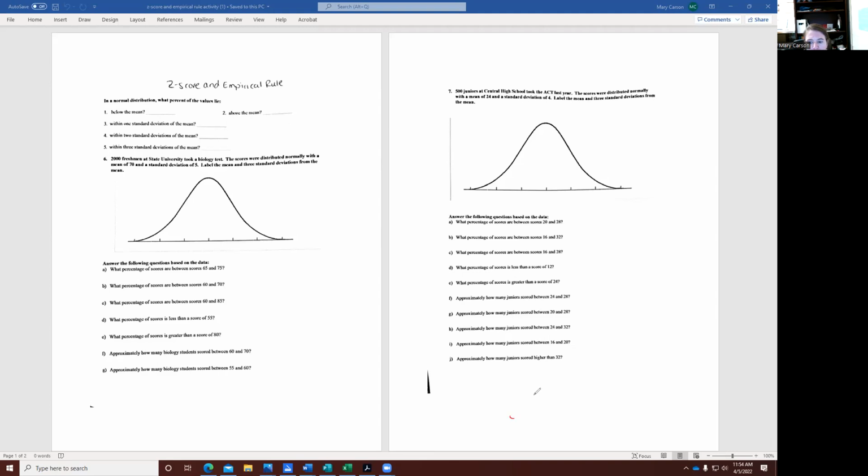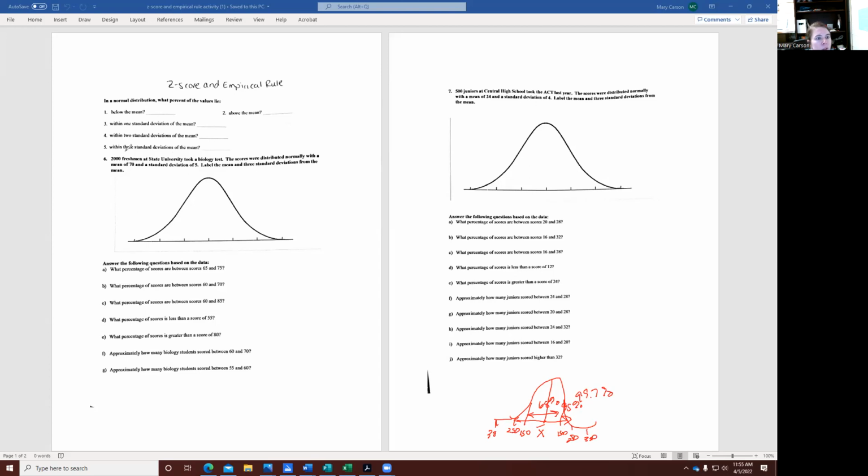All right, so think about it here. Here's your mean. If you are 1 standard deviation away from the mean, you fall within 68%. If you are 2 standard deviations, you fall within 95%. And if you're 3 standard deviations, you fall within 99.7%. That's important to know when you're doing these problems.